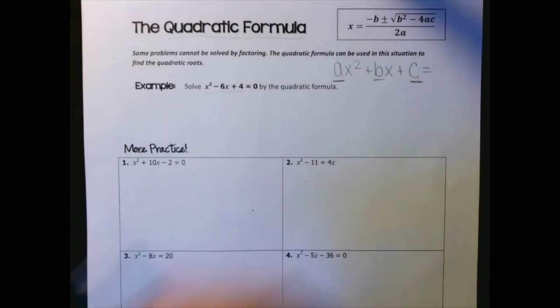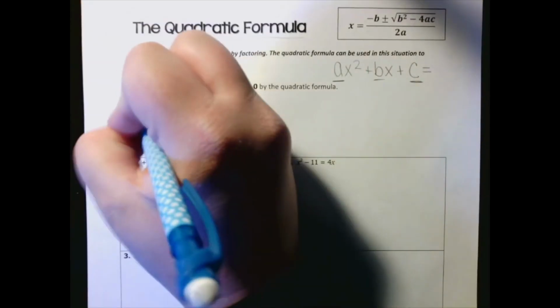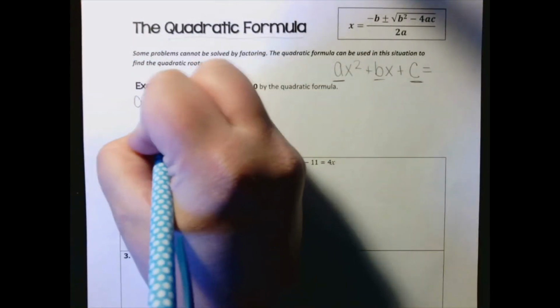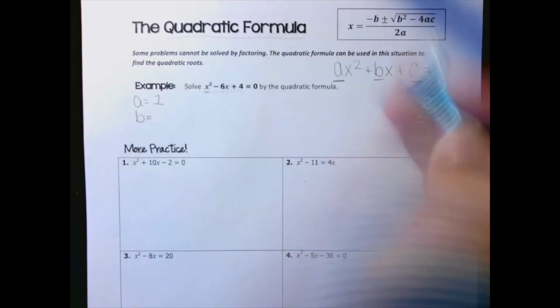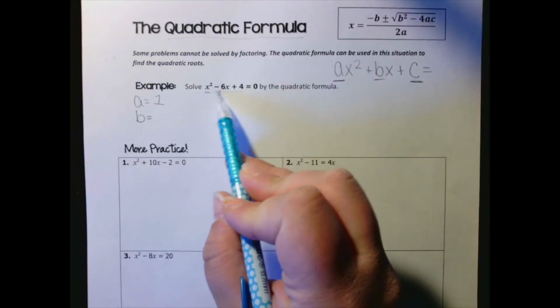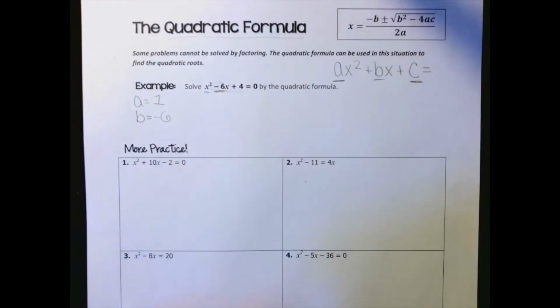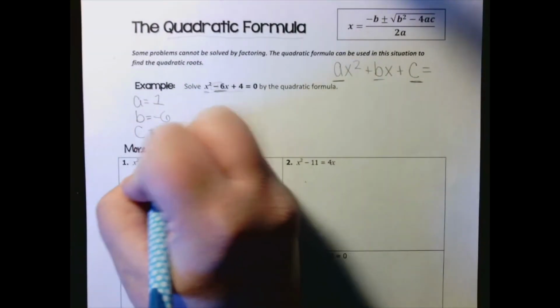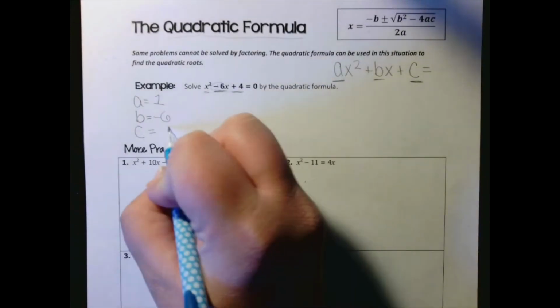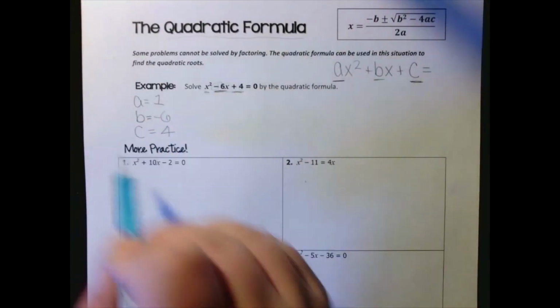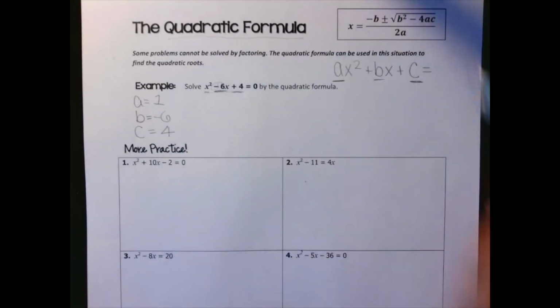So when I have x squared minus 6x plus 4, my a value is going to come before that x squared, and there's nothing there, so I'm going to know that is a 1. My b value is going to come before that x, and I need to take the sign with it, so this is going to be a negative 6. And then my c value is that last term, positive 4.